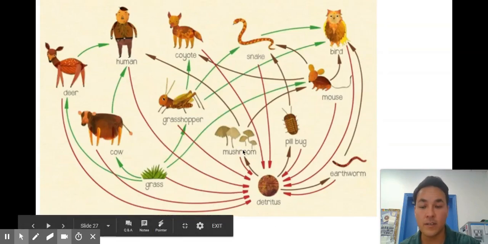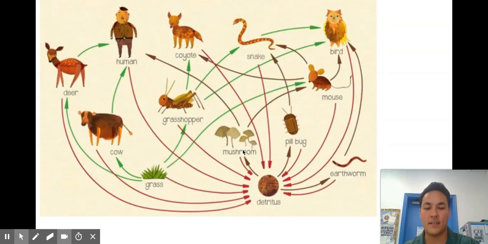The 10% rule still applies. There's still a limit to the number of trophic levels, and energy is lost as heat. But this is just an example of how the nutrients cycle in a system: the carbon, the water, the nitrogen, and the phosphorus.